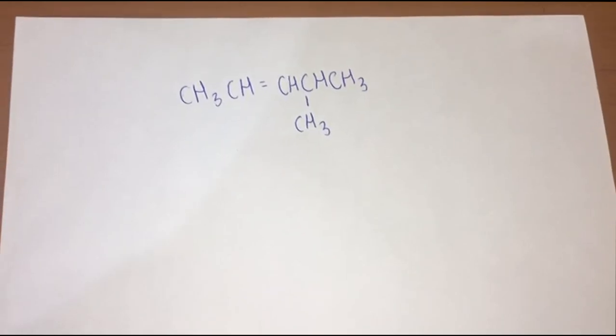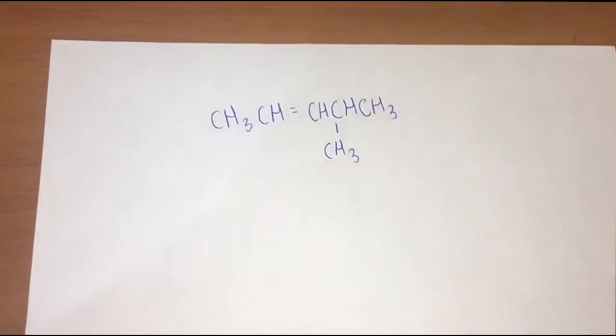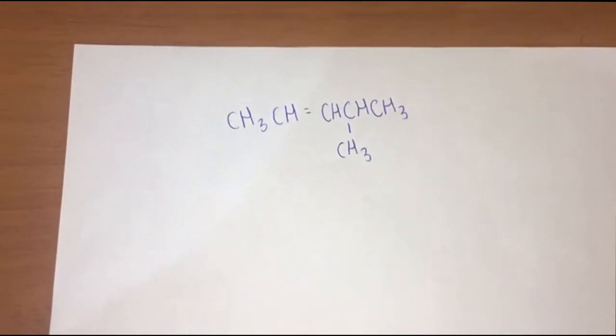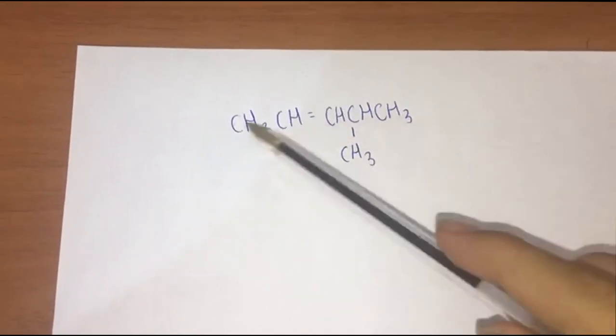Well, now we're going to talk about alkenes, what they are and how to name them. First of all, alkenes are hydrocarbons that have one or more double bonds in the chain. For naming alkenes, you should take the longest chain that has the double bond. In this case, it is this one here.